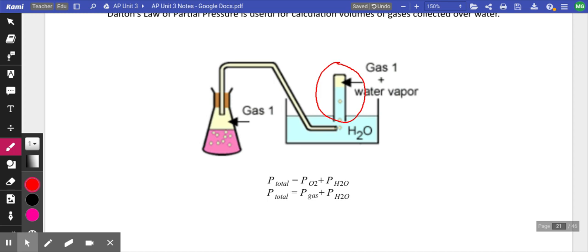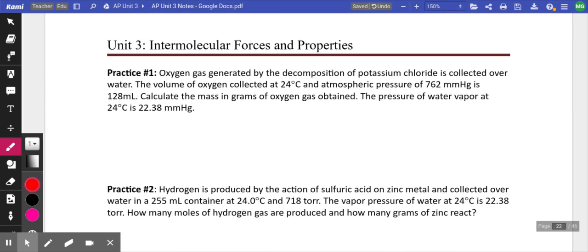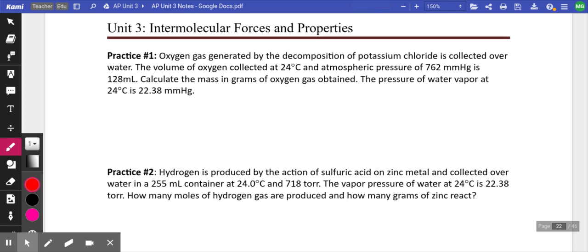So if the gas that I was studying was O2 here, my total pressure would be that pressure of O2 plus the pressure of the water vapor in that tube. And I can use this relationship to try to calculate information about that unknown gas that I'm studying.